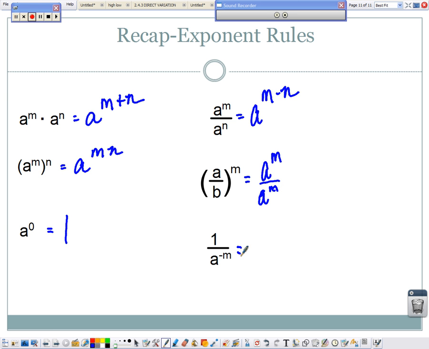And then when I have negative exponents, I actually change its position. So if it's in the bottom, I move it up. If it's in the top, I move it down. Okay. Make sure you view the video in there because this lesson really has a unit.